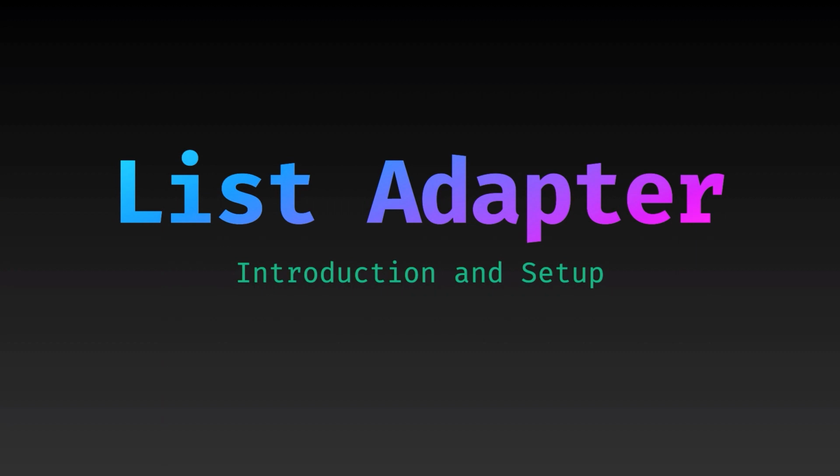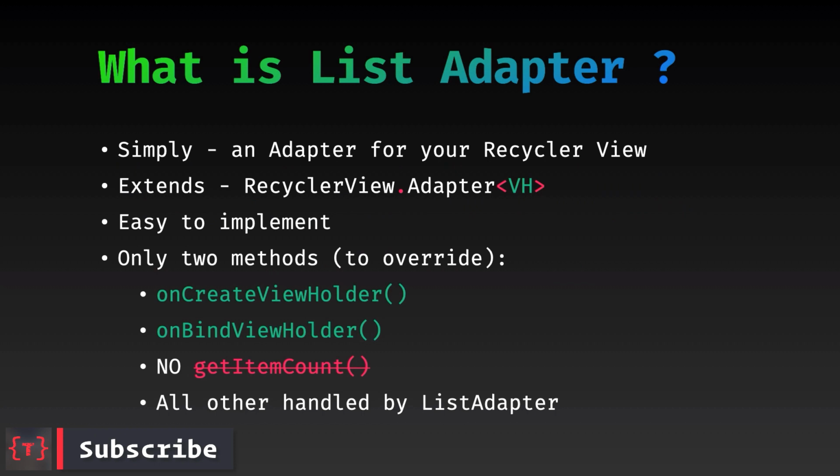So in this video, let's talk about list adapter. So basically what is a list adapter? It is simply an adapter for your recycler view. So basically it's an alternative way for you to use an adapter for your recycler view instead of using the typical RecyclerView.Adapter. And this list adapter also extends from RecyclerView.Adapter.